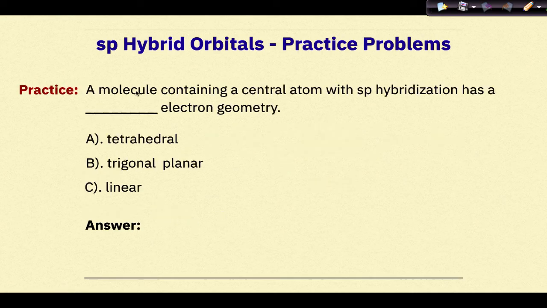Let's look at another example. A molecule containing a central atom with sp hybridization has a blank electron geometry. So with tetrahedral, we know that in a tetrahedral electron geometry, the electron domains will equal 4. If the electron domains equal 4, think 4 letters. That's sp3 hybridization. With trigonal planar, there are 3 electron domains, so think 3 letters, sp2. But for linear, the electron domains in the linear geometry will be 2, think 2 letters, sp. So the correct answer here is C, linear.